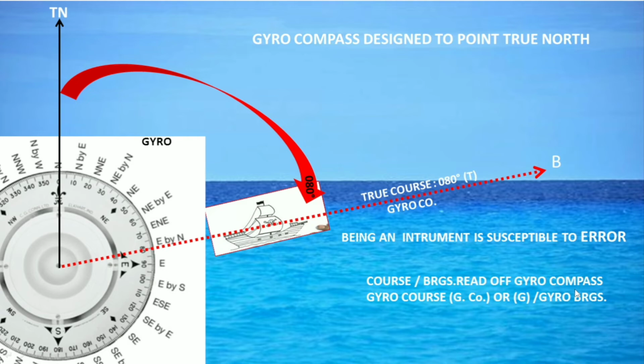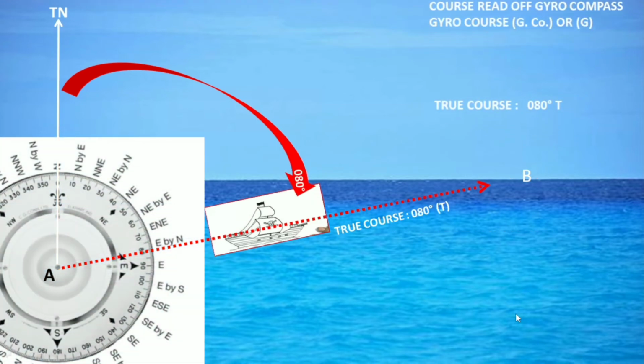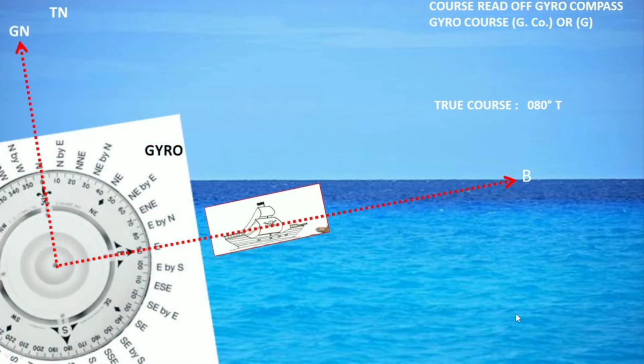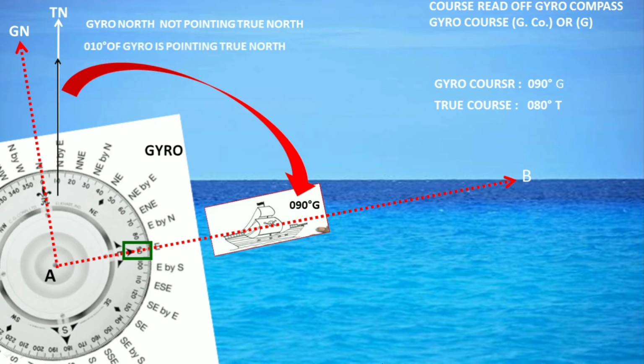If you're reading it from gyro compass, then we talk in terms of gyro course or gyro bearing. So we just use the letter G there, we don't have to write the full thing. G means gyro. Course 080 true, and reading it off gyro compass, it is 090. The same course is 090. That's basically because the gyro north and true north are not pointing towards each other. You can see that there is a difference of 10 degrees here. Because the gyro compass is not pointing towards true north, this is the error in the gyro. Error is 10 degrees.